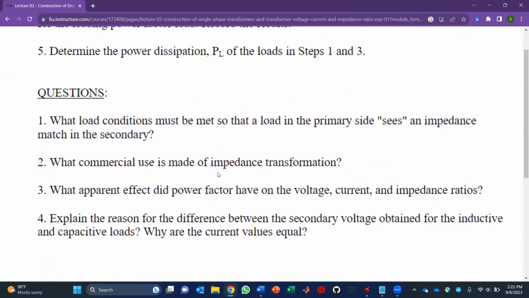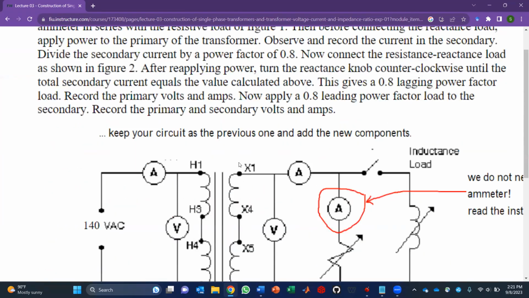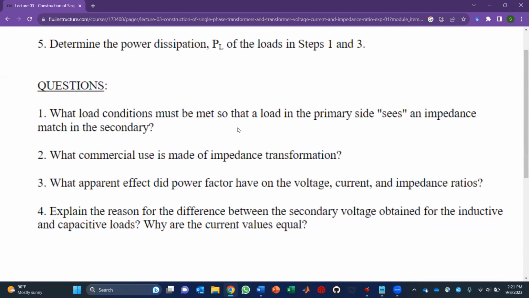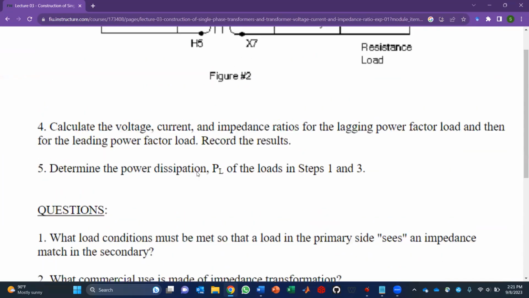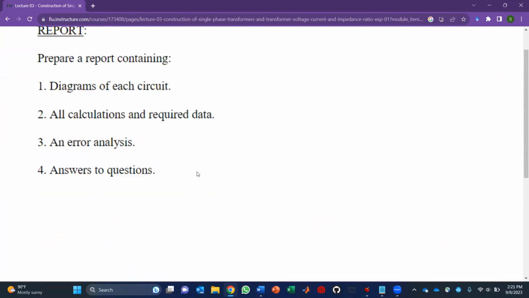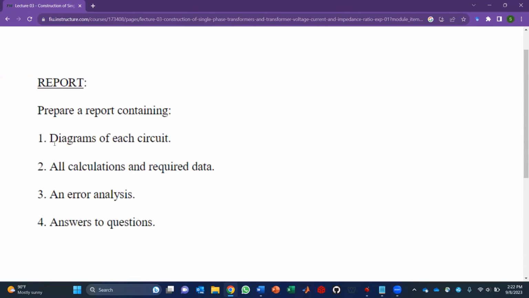And these are the questions that are related to this one. I will provide some additional questions. You don't have to answer these, but I will give you some questions that you need to answer. And in your report, you'll have to include diagrams of each circuit. So there is only one circuit, so you will draw that one. You'll calculate everything and make a table.